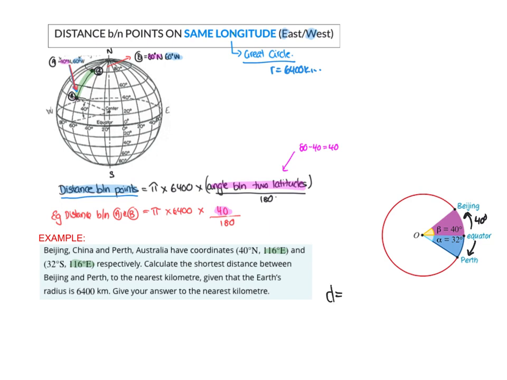So I'll do distance equals pi times the radius, which is 6400, times the angle. Now, the angle is going to be 40 plus the 32. It's going to be 72 over 180. Okay?